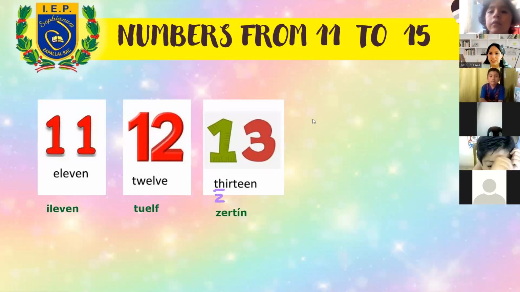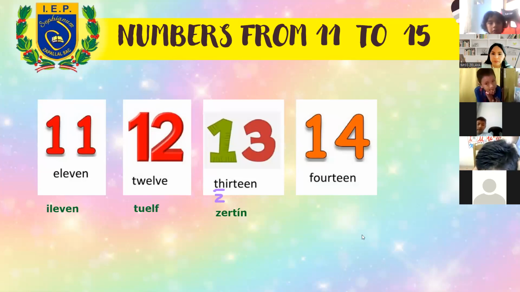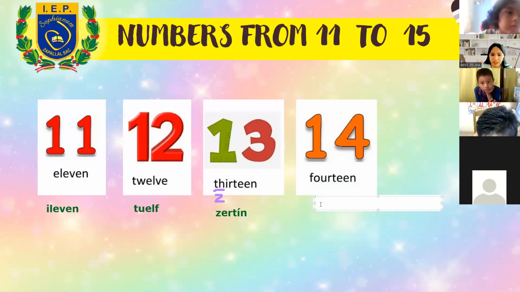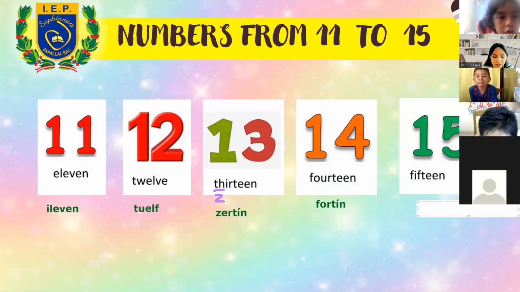Continue, let's continue. How do you say 14 in English? 14 in English is 14. Repeat with me. 14. 14. 14. Ok. And continue. Finally, 15. In English it's 15. 15. Ok. 15.